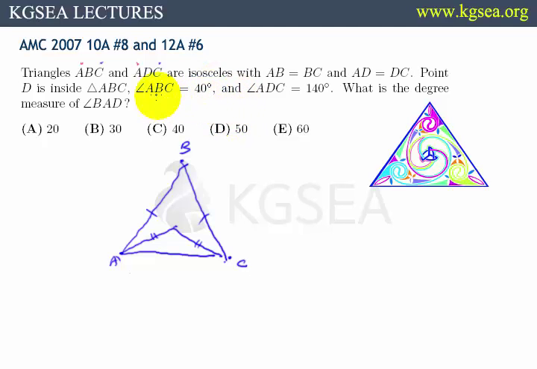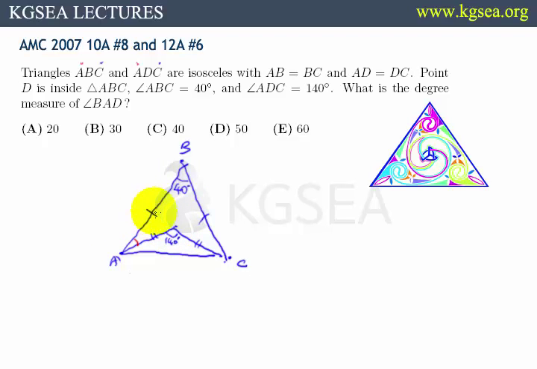So ABC is 40 degrees and ADC is 140 degrees. Okay, what is the degree measure of BAD? So in other words, they want to know how big this angle is. How are we going to figure that out? We only know these vertex angles here. Vertex angles, I don't know what these are called. So what do we do?